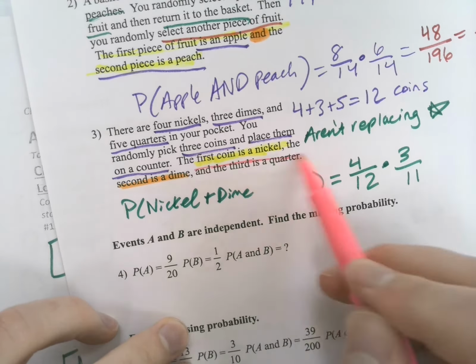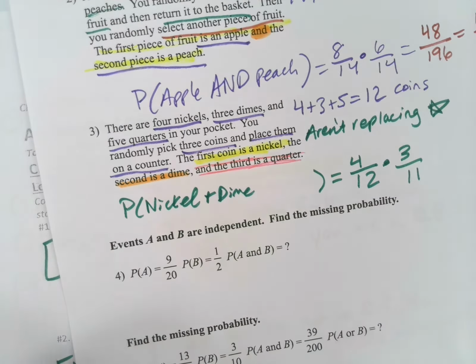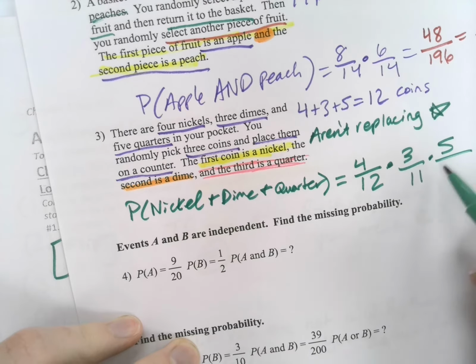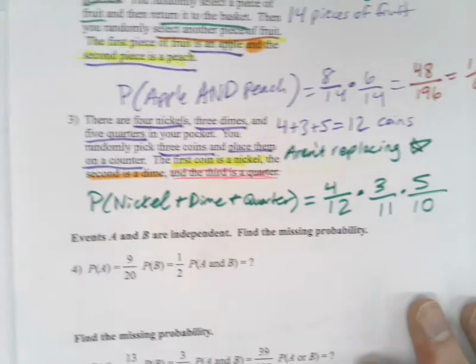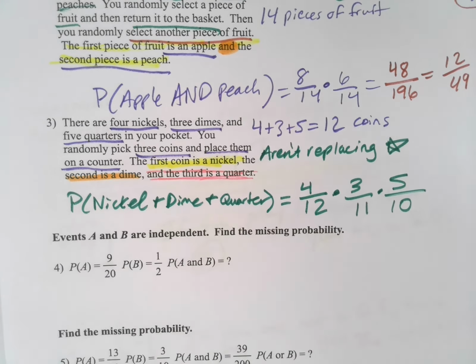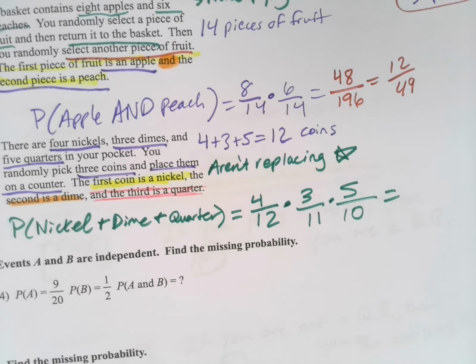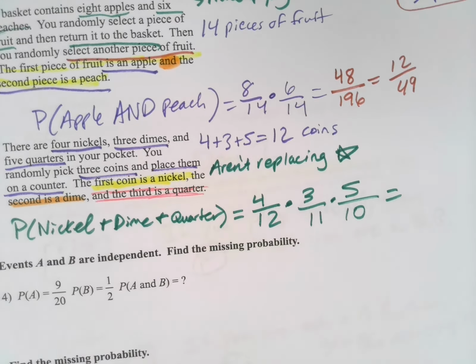And the third is a quarter. So, and a quarter. Well, that's going to be, looks like we've got 5 quarters, but that's out of 10 coins now. And so you see what happens with each coin we get out, we have 1 fewer coin. So our odds are actually going to get better with each passing coin that we try because we have fewer coins in our pocket. So let's multiply these out.